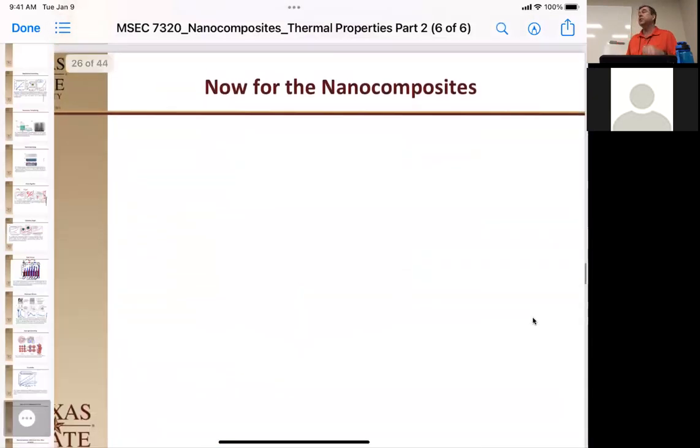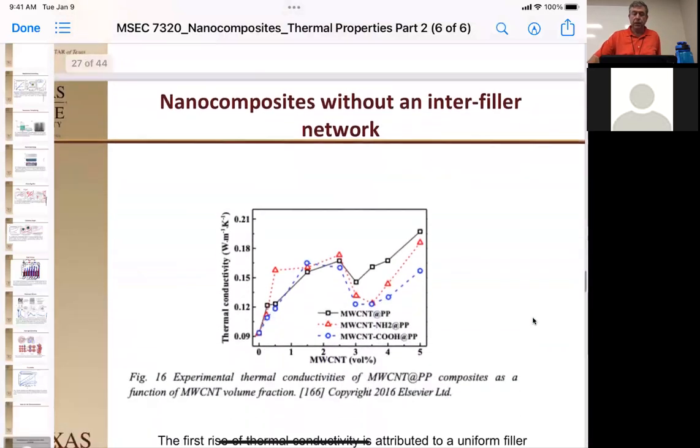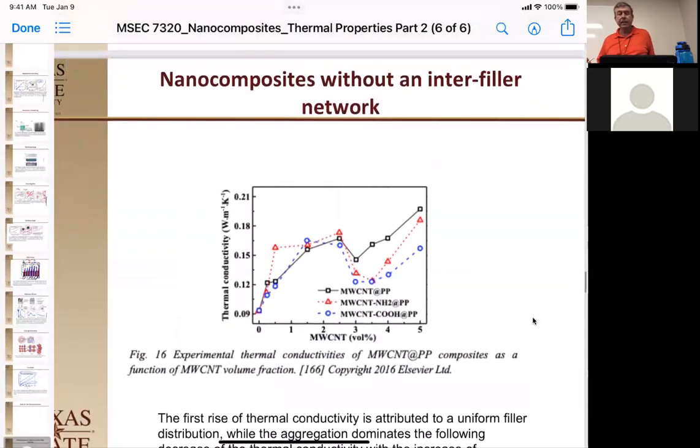Okay, so that's just how you can increase it in just the polymers, no composite at all. Okay, so let's look at how we can do it with our nanocomposites. So when we talk about without an interfiller network, your filler is your nanomaterial, and without an interfiller network, meaning you don't have a full network going through your system. So how can you change that?